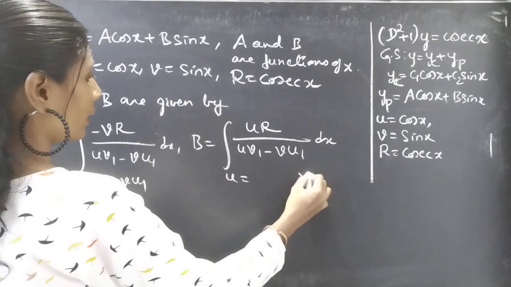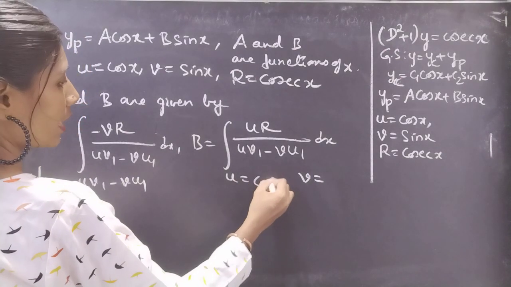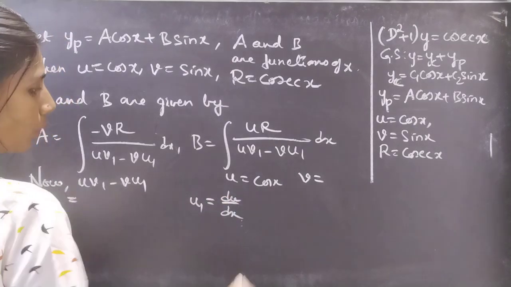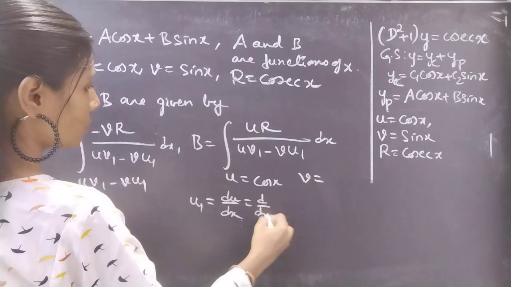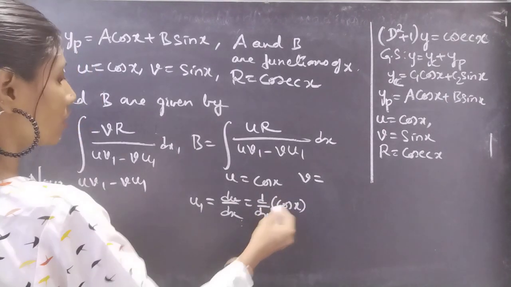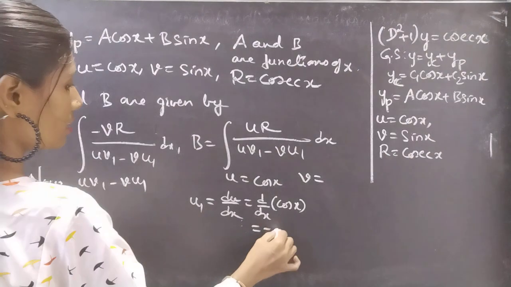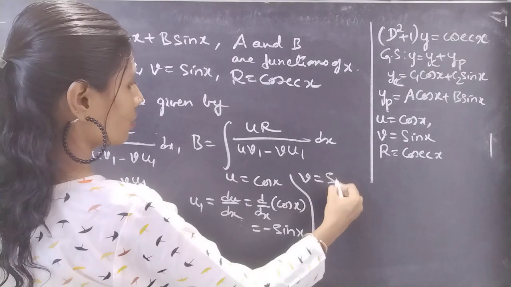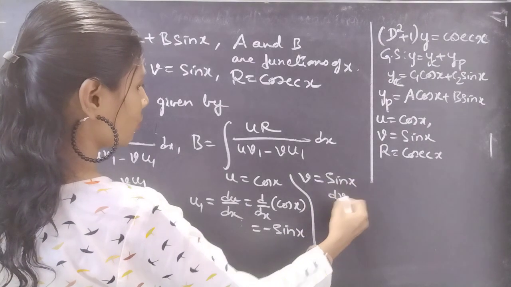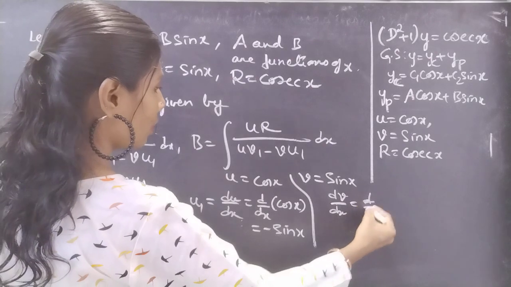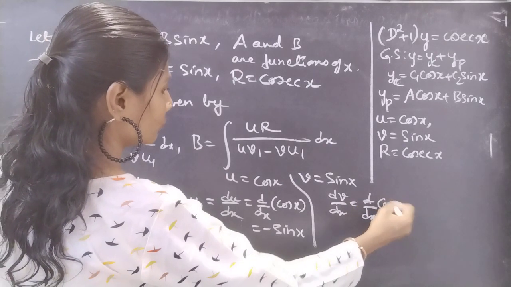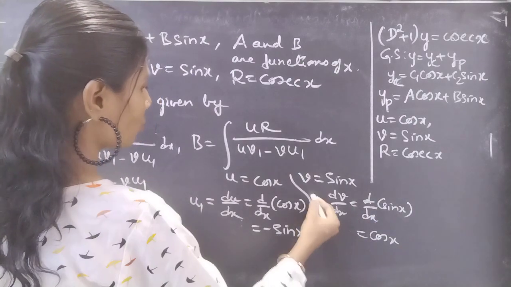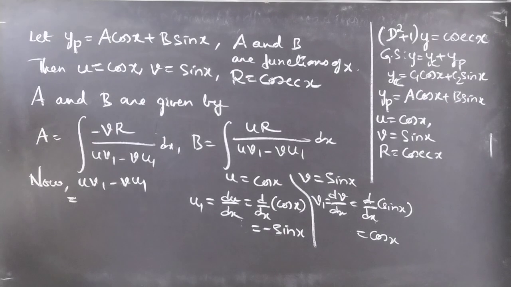I'll find u1 and v1. If u is cos x, then the derivative of u with respect to x is u1, right? The derivative of cos x with respect to x is minus sin x. Likewise, if v is sin x, then the derivative of v with respect to x is v1. The derivative of sin x with respect to x is cos x. So v1 is cos x, right?